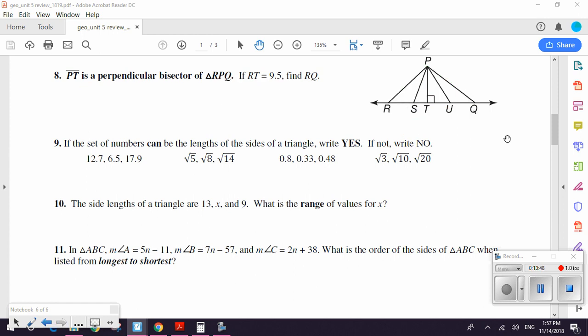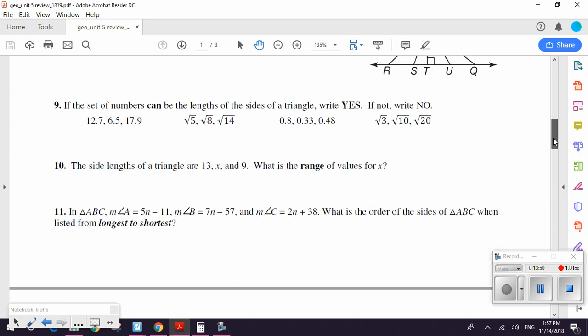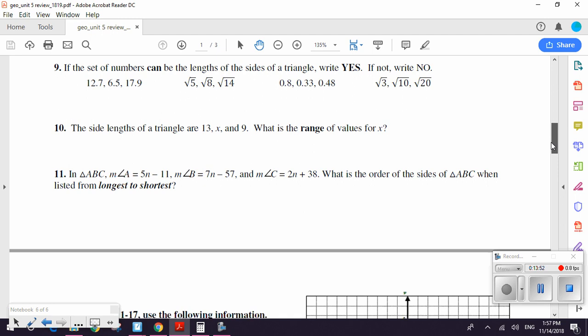Number 9 comes from day 2, where we talked about the triangle inequality, and the sum of the two sides will always be greater than the remaining side if it can be a triangle. So for number 9, in each set of numbers, we're going to establish if it can make a triangle or if it can't. I'll just do a couple with you, and you'll do the rest on your own.